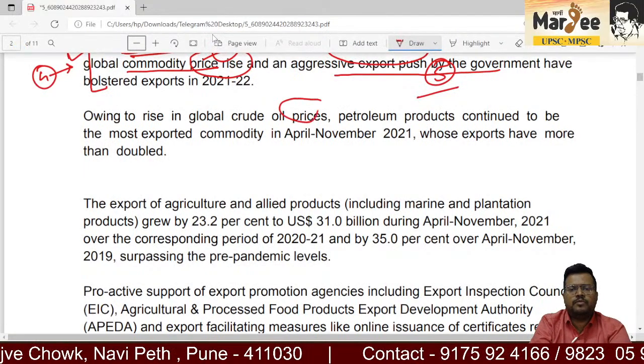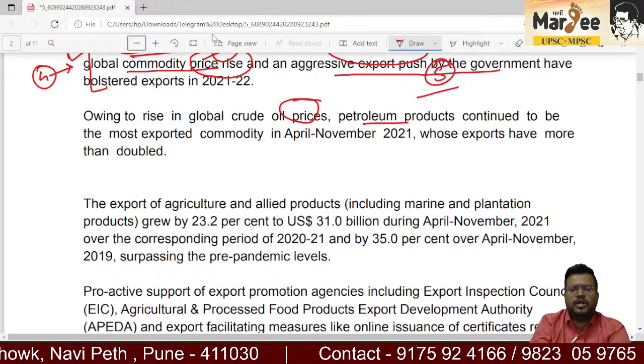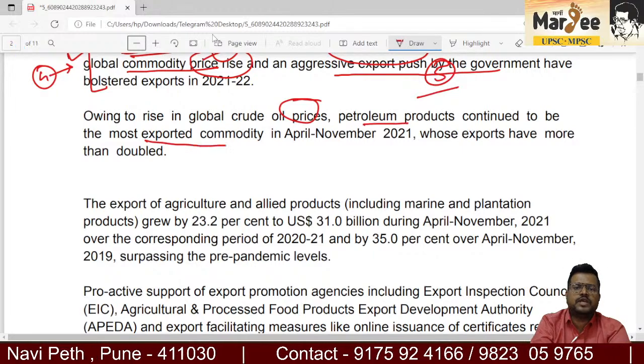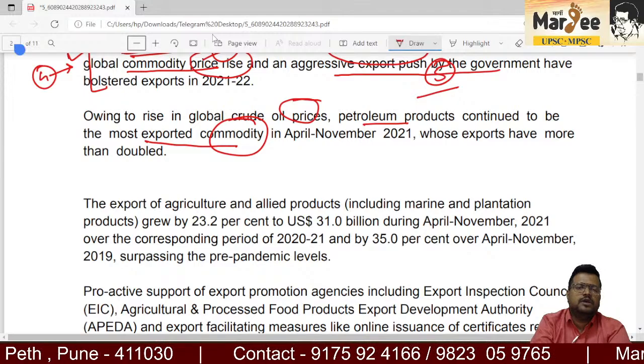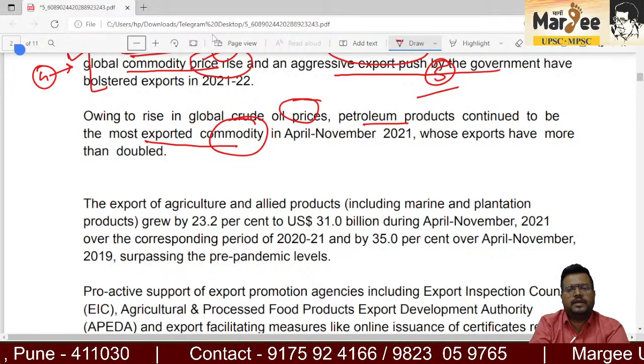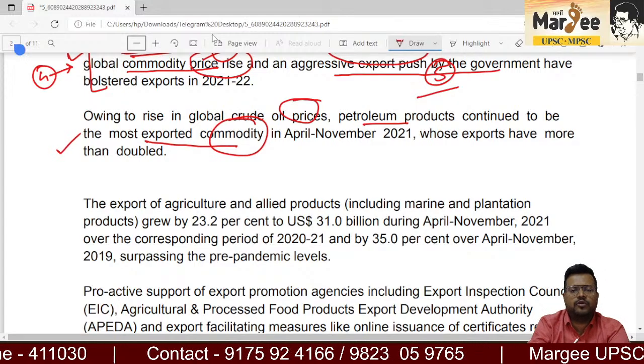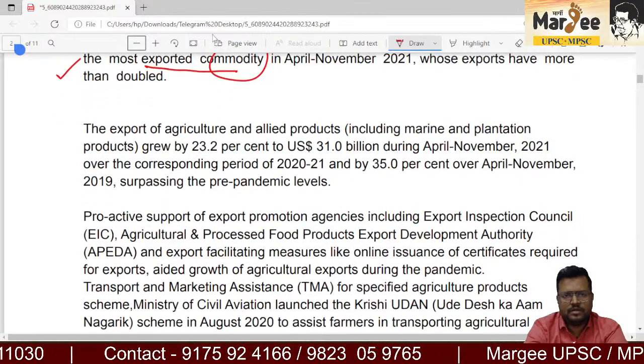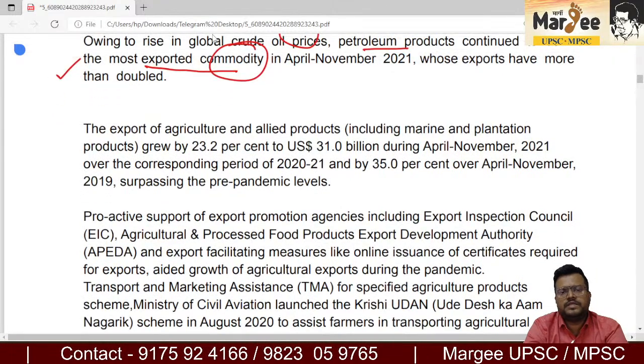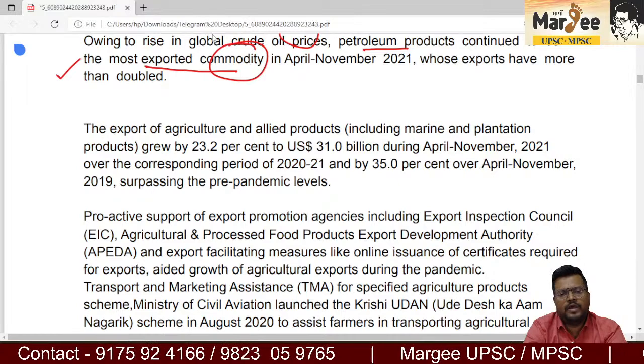क्रूड ऑइल प्राइसेसचे प्राइस वाढल्यामुळे पेट्रोलियम प्रोडक्ट्स कंटिन्यू टू बी मोस्ट एक्सपोर्टेड कमोडिटी इन इंडिया. Which is the most exported commodity in the Indian context? It is petroleum products. We will see a sector-wise analysis of how export is working.